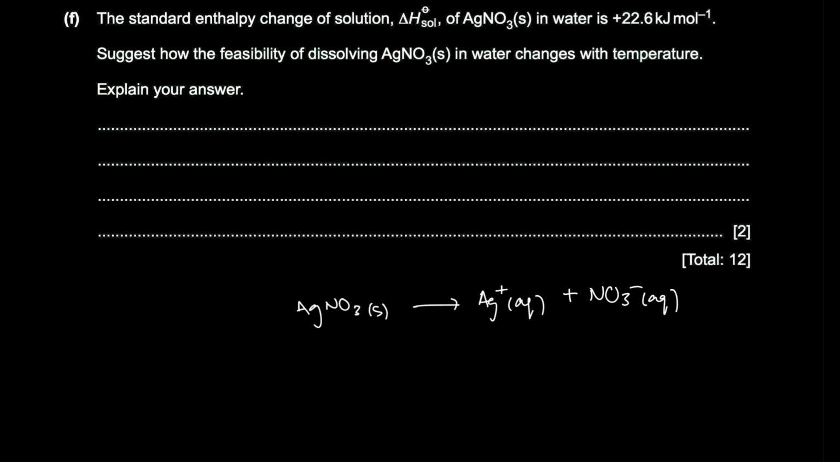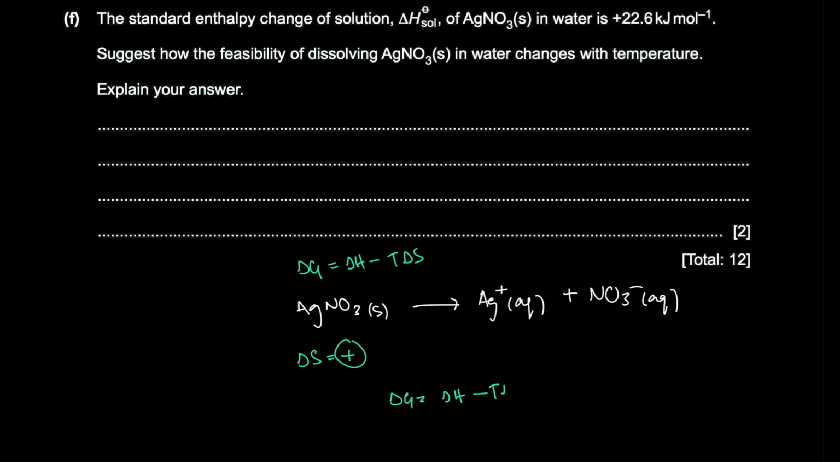For feasibility, we have to look at the Gibbs free energy change, which is delta G equals delta H minus T delta S. Now, what is the entropy change for this process? When you go from solid to aqueous ions, is the entropy change positive or negative? The entropy change would be positive, right? Because aqueous ions have a greater entropy than solids, right?